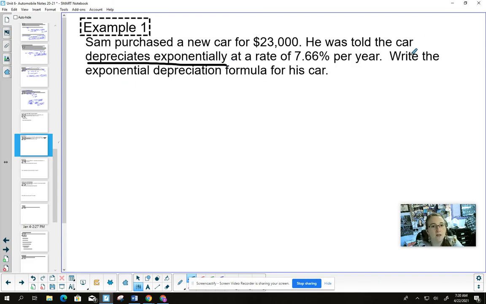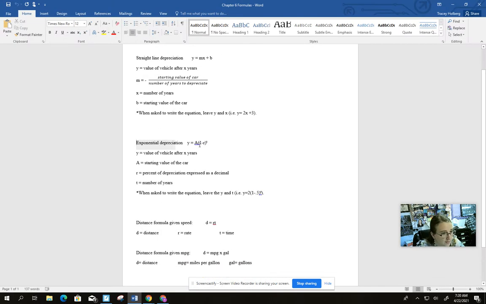So once again, in the same way as last time when it said write the equation, and our answer was y equals mx plus b, since it says write the formula, that's also going to be our answer. So looking to our formula sheet, this is the formula right here for exponential depreciation. They're going to ask us again to write the formula, write the equation. Keep in mind here, down here, I have a little note.